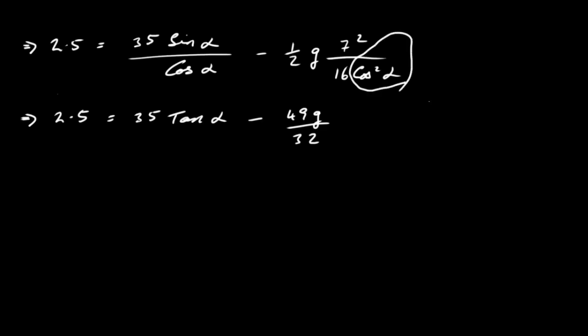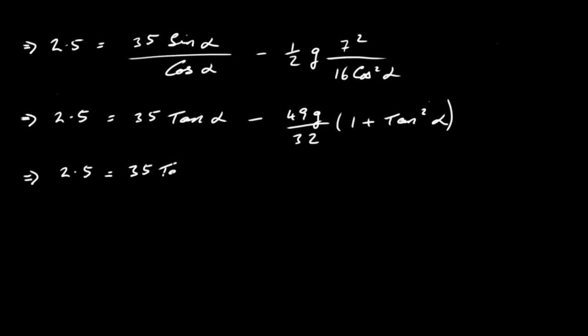It's 1 over cos squared, and in your tables you'll see that that's sec squared, and sec squared then is equal to 1 plus tan squared. So out here I've got 1 plus tan squared alpha. So the next thing I'm going to do is just multiply out that bracket, so it's 2.5 is equal to 35 tan alpha minus 49g over 32 minus 49g over 32 tan squared alpha.